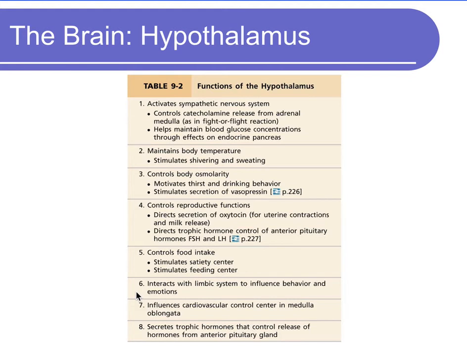So the limbic system is important for emotion. And this is why when you have very strong emotions, like you're depressed or something like that, you have a lot of physiological responses that go along with it, because the hypothalamus is involved there. It can influence cardiovascular control centers in the medulla. And again, it can help the release of hormones from the pituitary, so it has this endocrine function as well.